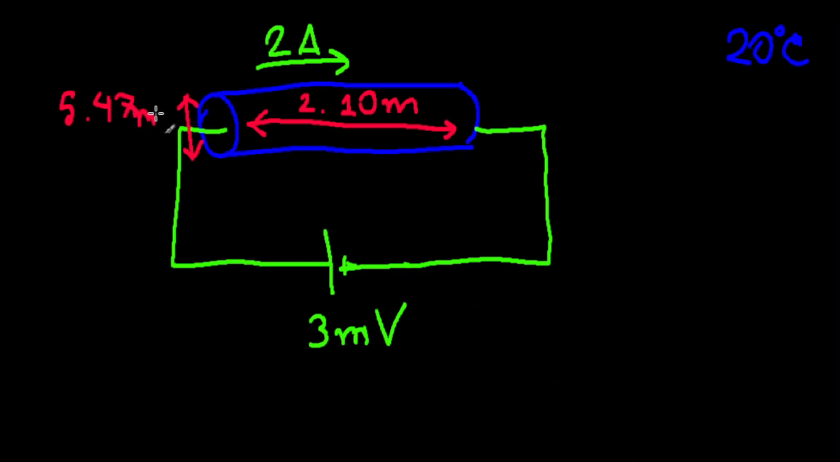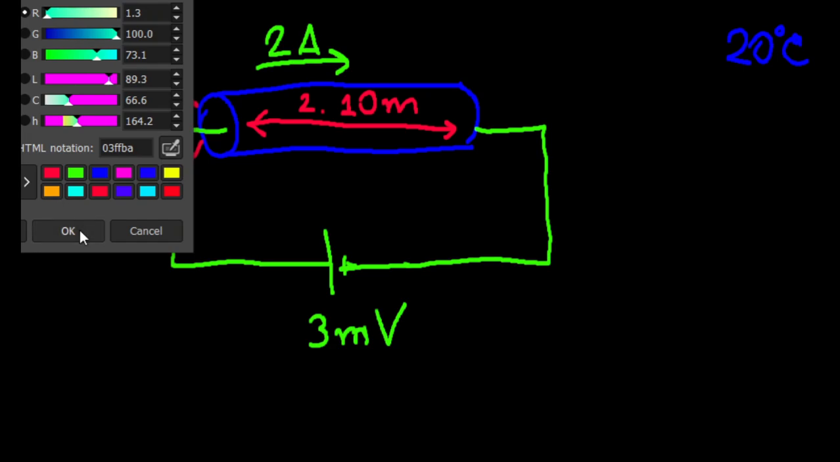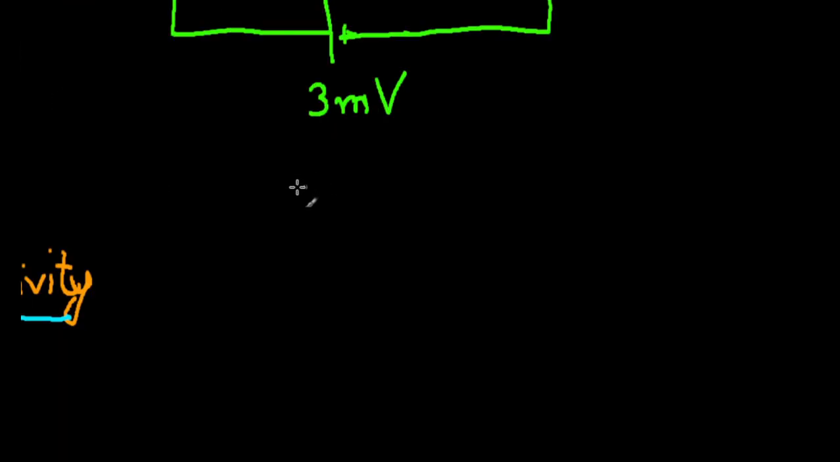5.47 millimeters. Wait, I'll write that here, millimeters. All right, so what you're asked to do is find the resistivity rho, and identify this metal.